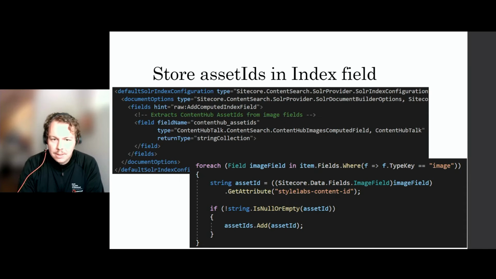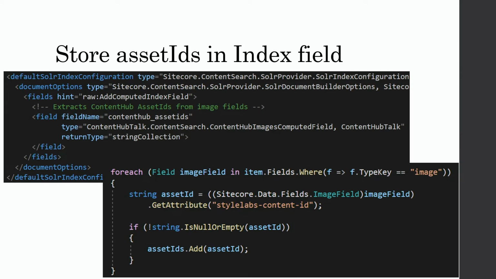I'm sorry, this is a bit code heavy. I hope you can read it on the screen. So basically what this code snippet does, we hook a computed field into the Sitecore master index, and this computed field iterates through every field, and if it's field type image, it's going to read the XML attribute Stylelabs content ID, and add it to a list.